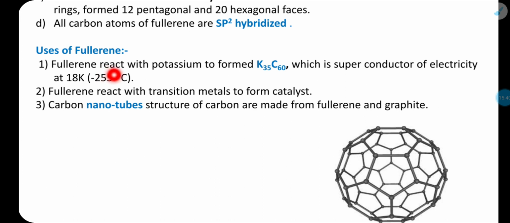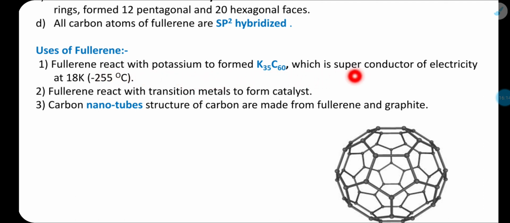If fullerene reacts with potassium, 3 potassium atoms react with C60 to form a compound K3C60, which is used as a superconductor of electricity at minus 255 degrees Celsius or at 18 Kelvin.